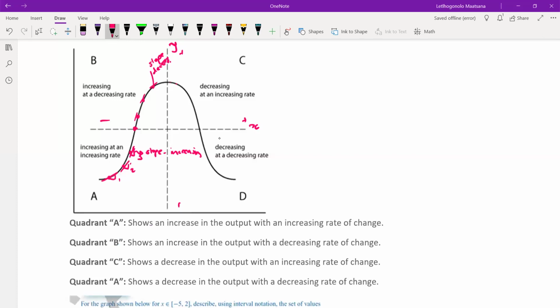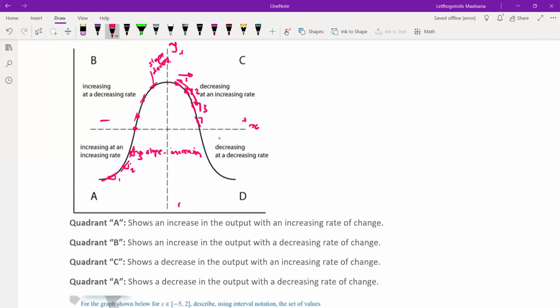Then we'll look at C here, where our y values are decreasing with an increase in x. But if we draw tangent lines, we will note that the absolute value of the slope is increasing as we go down, as we decrease. So the rate at which y is decreasing is increasing. So it used to decrease by just 1, now it's decreasing by 2, now it's decreasing by 3, and so forth.